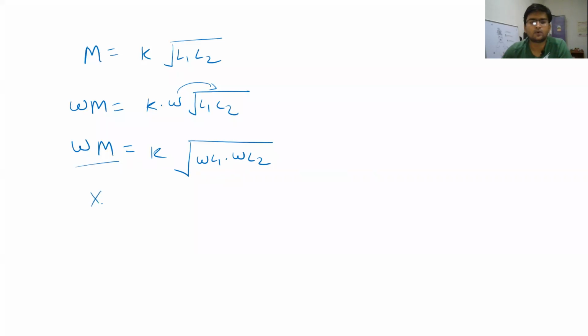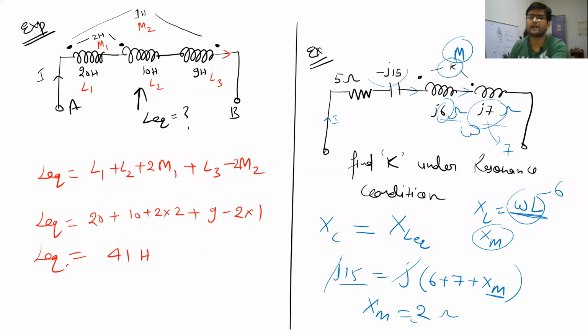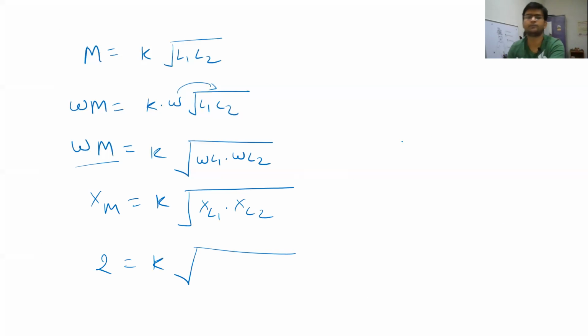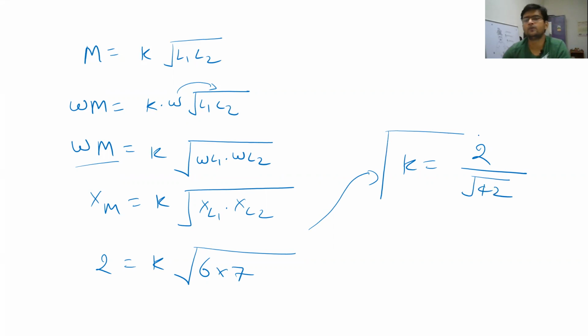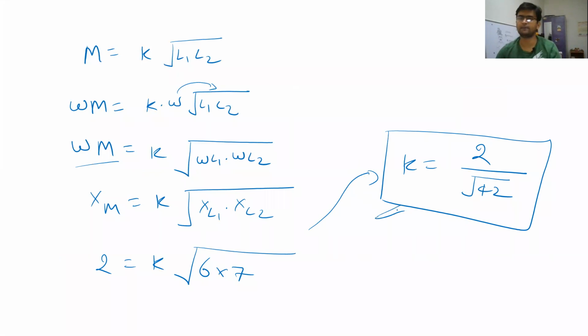under root omega L1 into omega L2, right? So this is nothing but your XM value is equal to k times under root XL1 multiplied by XL2. So what is your XM value? You just calculated, it is 2 ohm, and you have to calculate k multiplied by your XL1 is 6 and XL2 is 7. So here XL1 is 6 ohm and XL2 is 7 ohm. So this is 6 into 7. By calculating this, you can easily find k is equal to 2 divided by under root 42. So this is the coupling factor or coupling coefficient for the given circuit, right? So this is how you can calculate k.